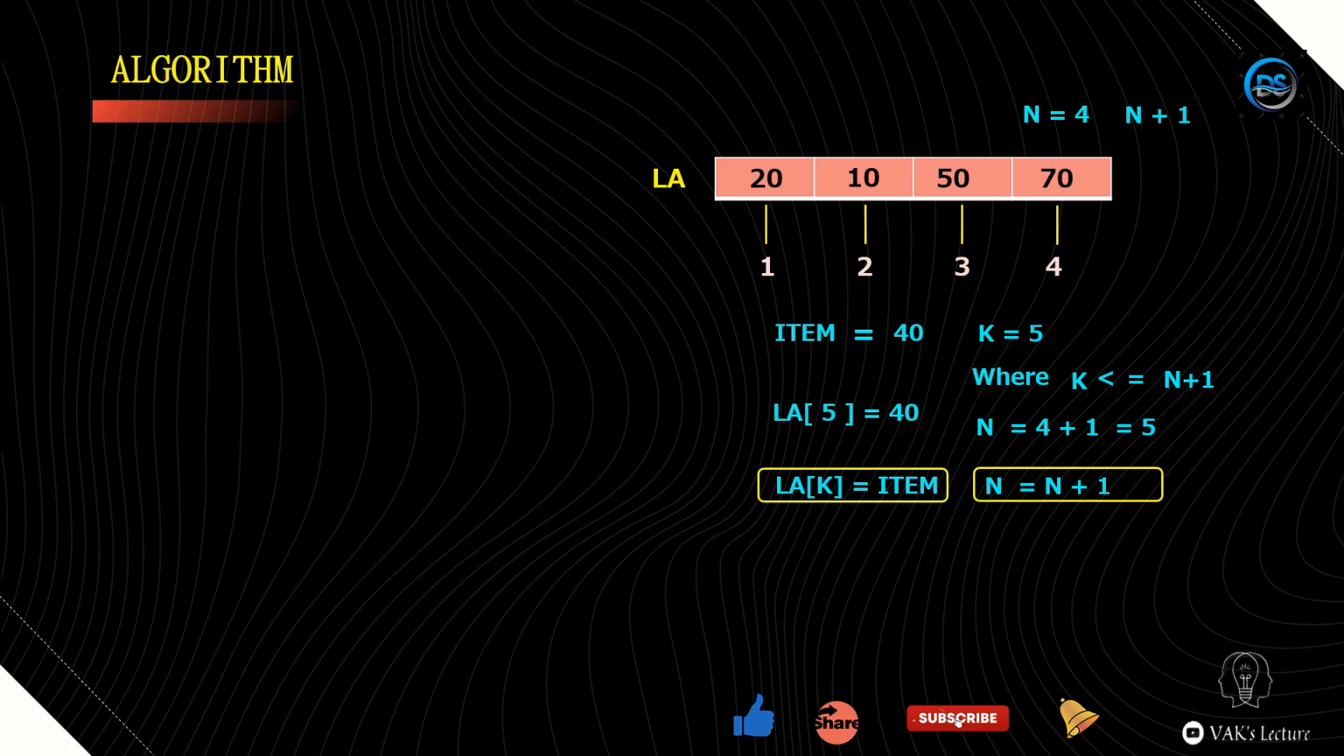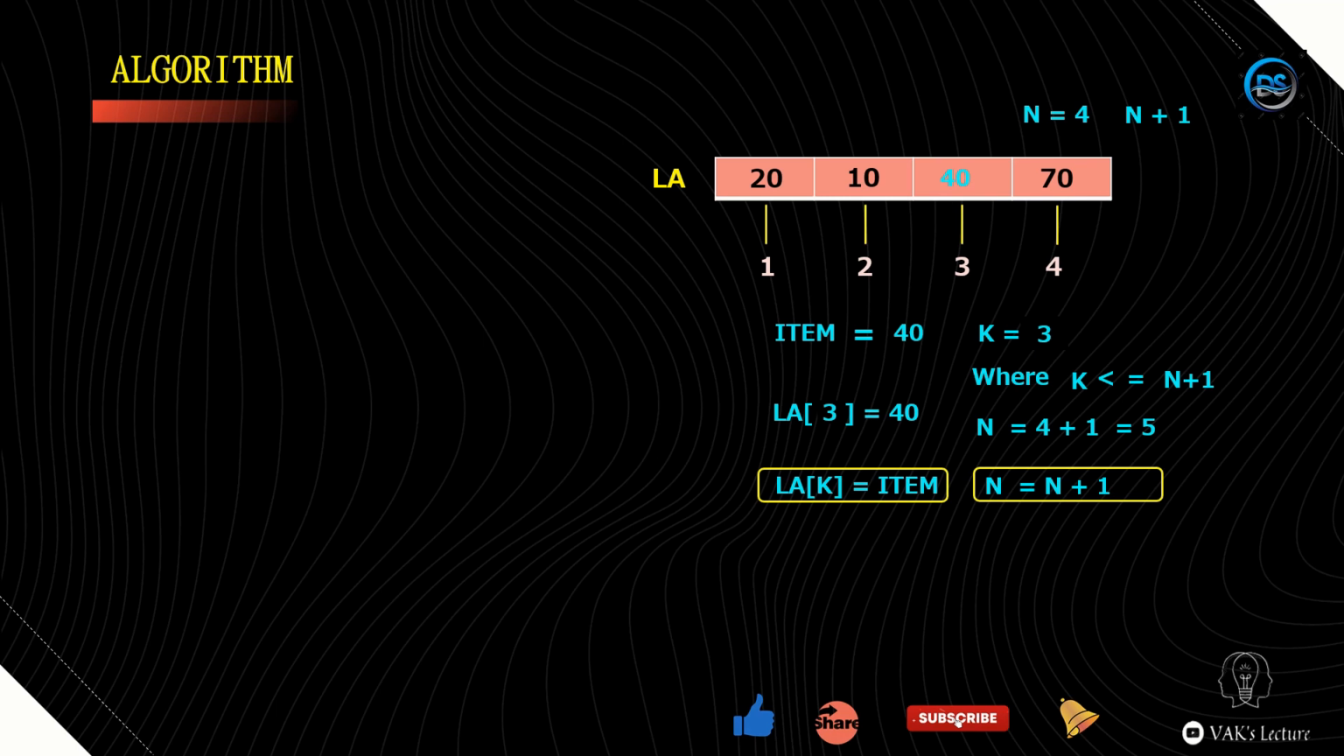Now I have taken k is equals to 3. So at third position, I have to insert element 14. So LA of 3 is equals to 14. So what we have to do? We have to remove 50 from third position and we have to place 14.